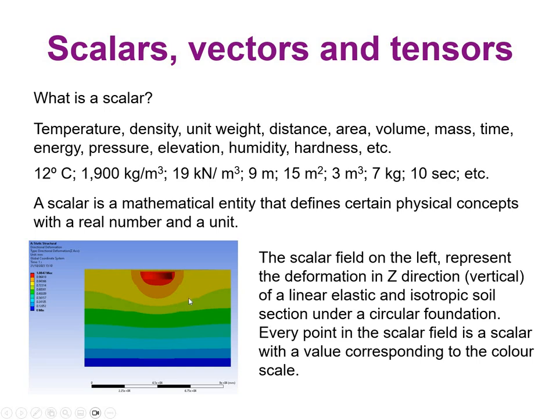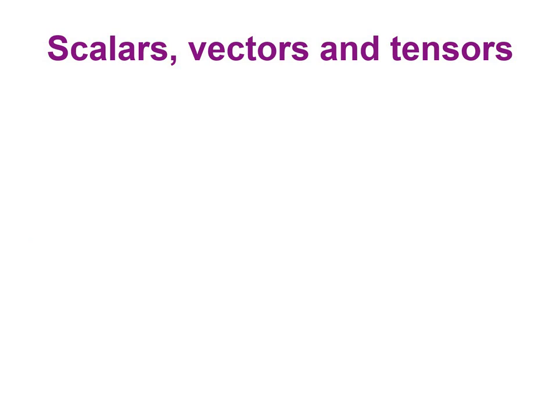And it's a scalar field precisely because this map of colors is a scalar function, and every point is a scalar, so a value with a unit. In this case, for example, the unit is millimeters because we are talking about deformation. So this is the definition of the scalars and the scalars we use in the analysis in civil engineering, and particularly in geotechnical engineering.